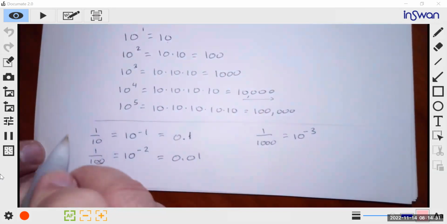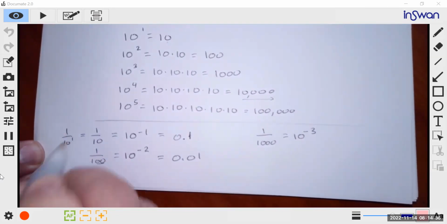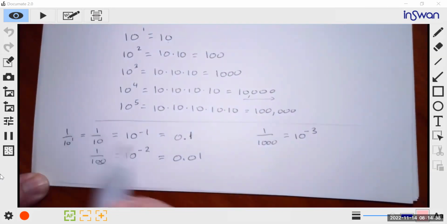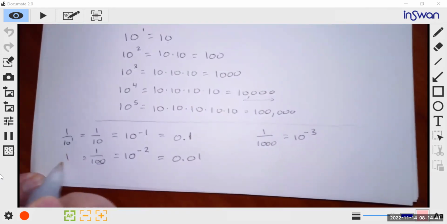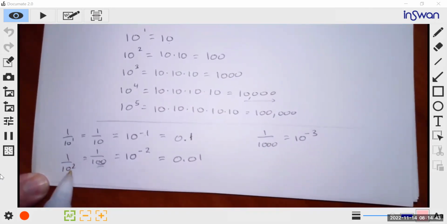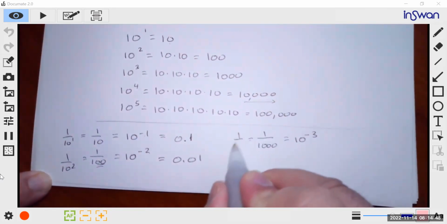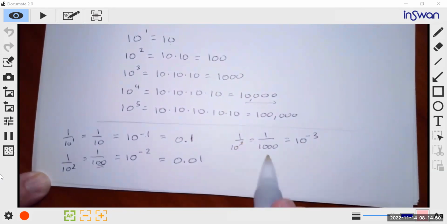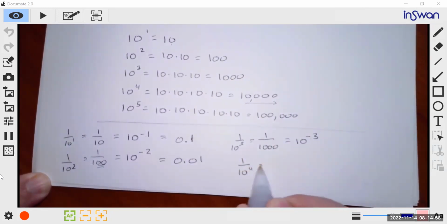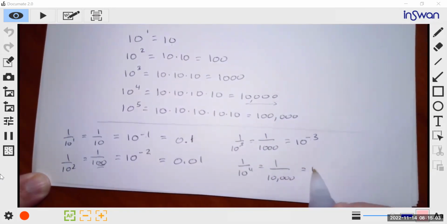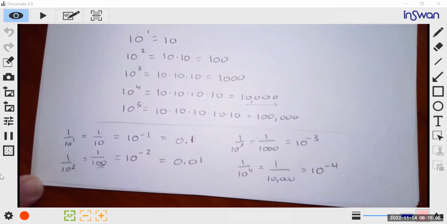Actually, what I should have done is this. This is 1 over 10 to the first. Because it's on the bottom, we can bring it up, change the sign. This is 1 over 10 to the second, because there's 2 zeros. We can bring it up to make it negative. This one is 1 over 10 to the third. Since it's on the bottom, we can bring it up top, make the sign negative. 1 over 10 to the fourth is 1 over 10,000, which is 10 to the -4.